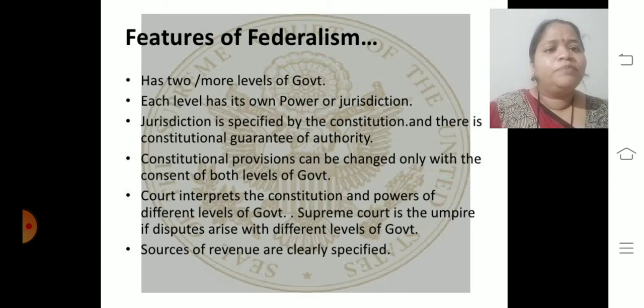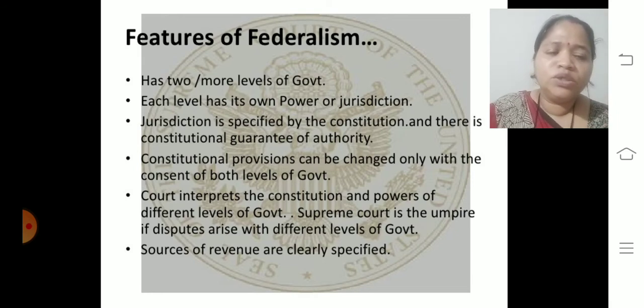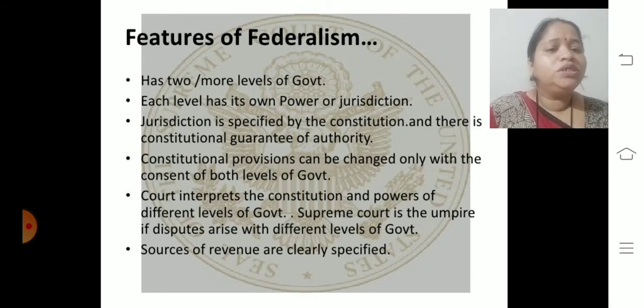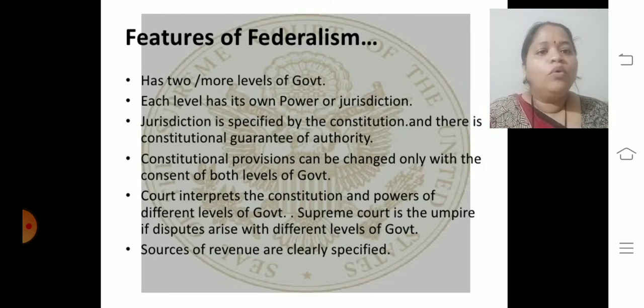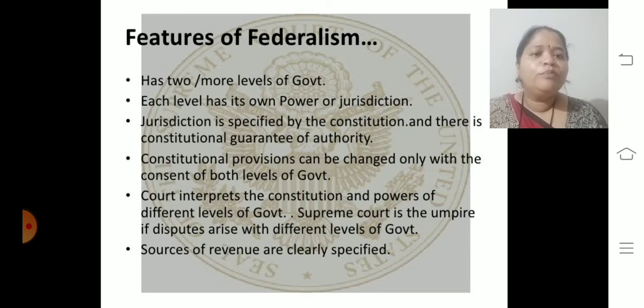Now, jurisdiction is specified. Who specified it? They work according to the constitution. There is a constitutional guarantee of authority. It means that when the constitution gives power to any level of government, that is specified by the constitution, so it is a guarantee that you are going to get your authority. Constitutional provisions can be changed only with the consent of both levels of government. A single person cannot do it, nor can a single level take the action. Both levels of government have to consent to bring the changes.